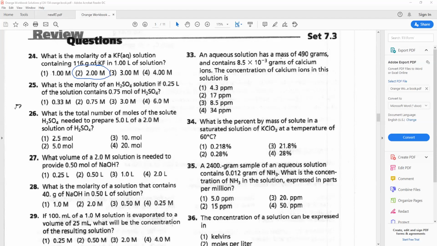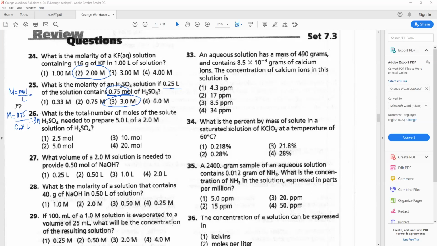What is the molarity of a solution if it has 0.25 liters and contains 0.75 moles? So that's easy. What do we know? Molarity is equal to moles over liters. How many moles do I have? That's easy, it's 0.75, given to me over here. How many liters do I have? 0.25 liters. So 0.75 divided by 0.25 gives me an answer of 3. And therefore the answer is 3 molar, and it is choice 3.